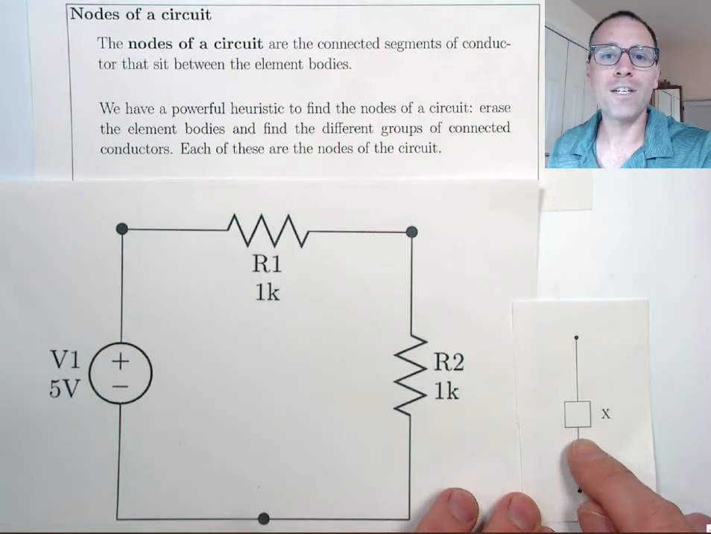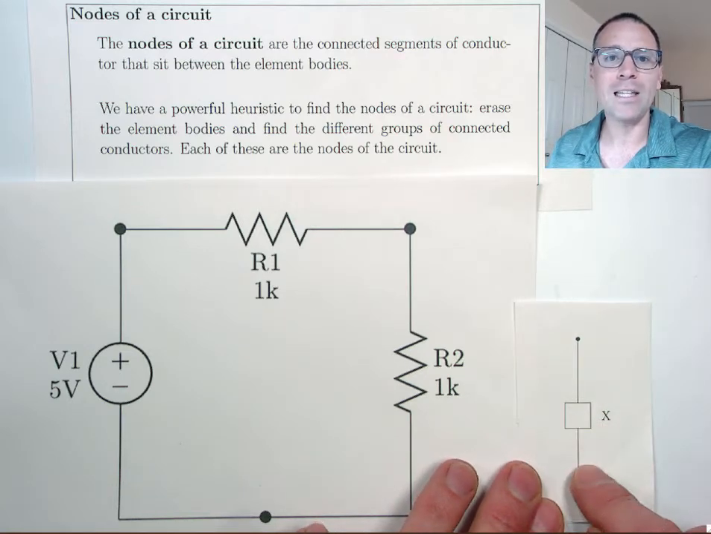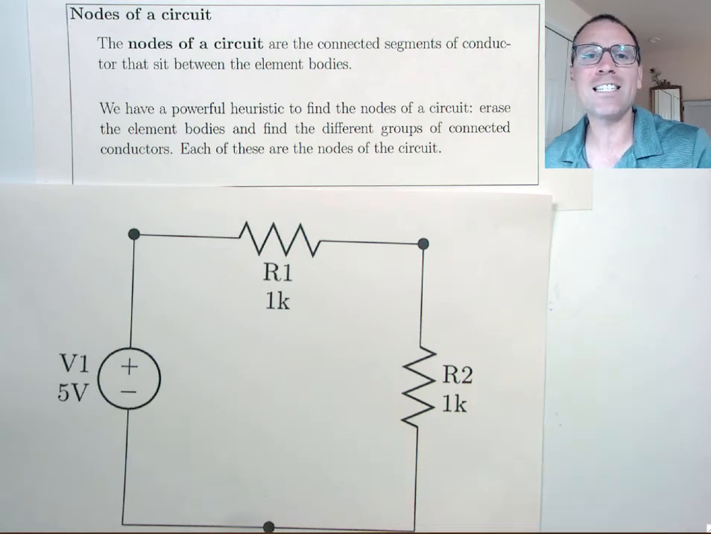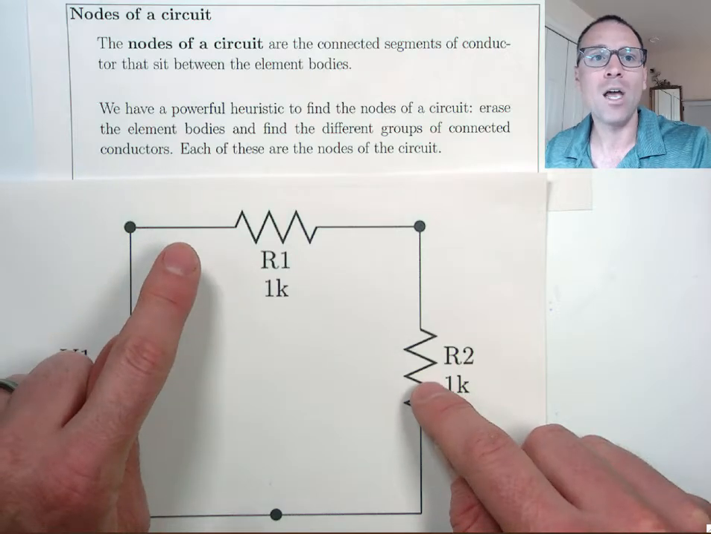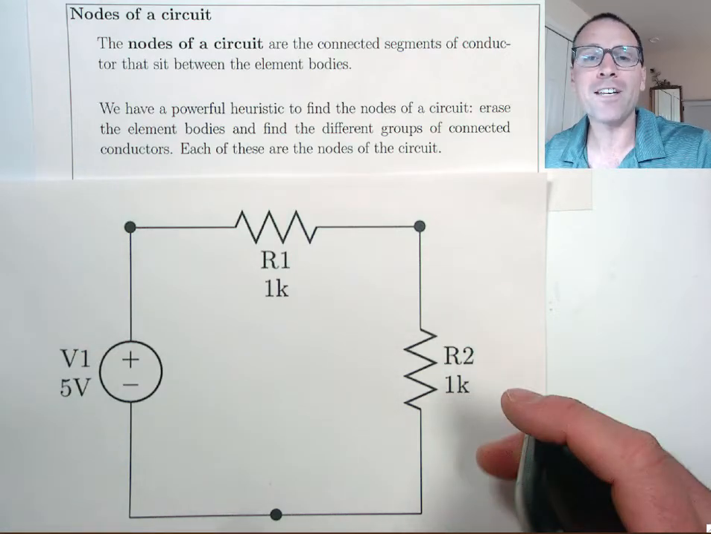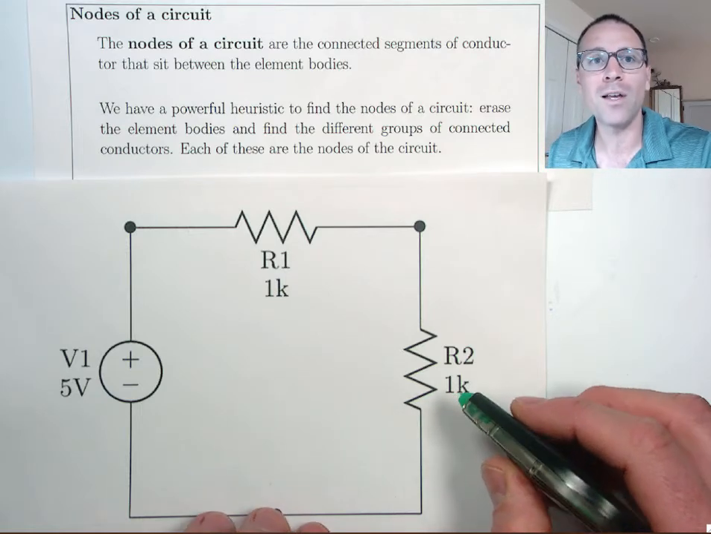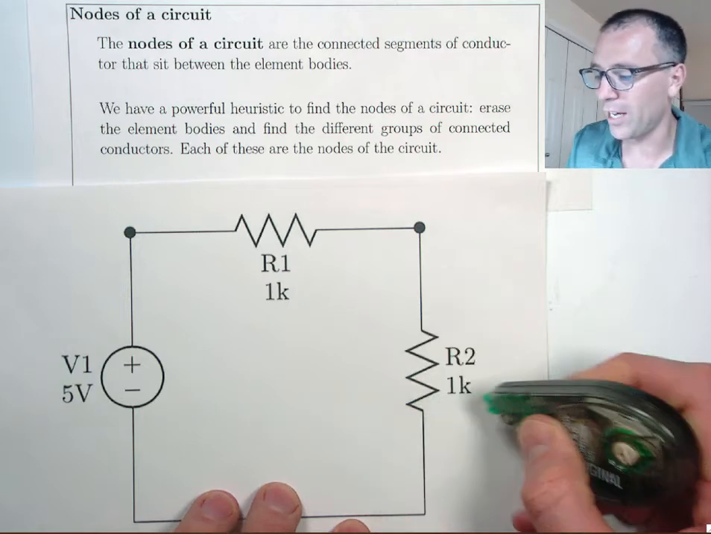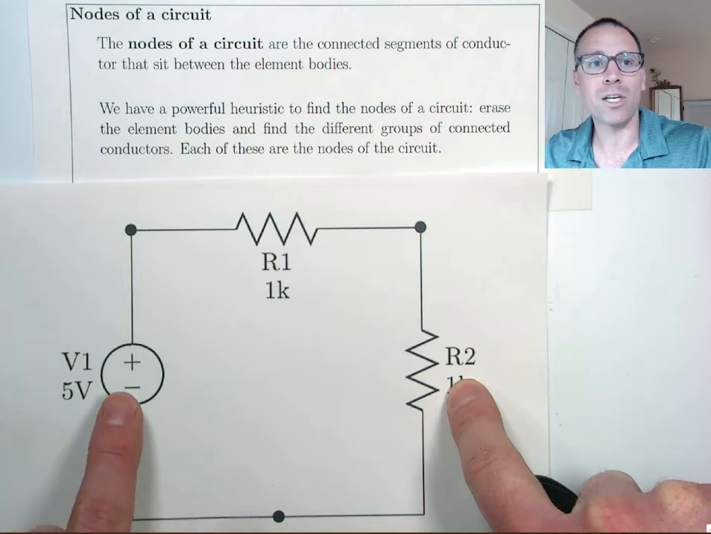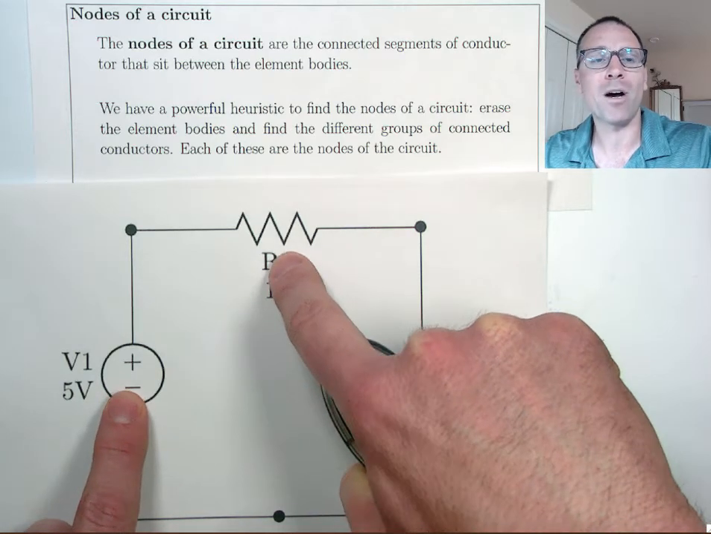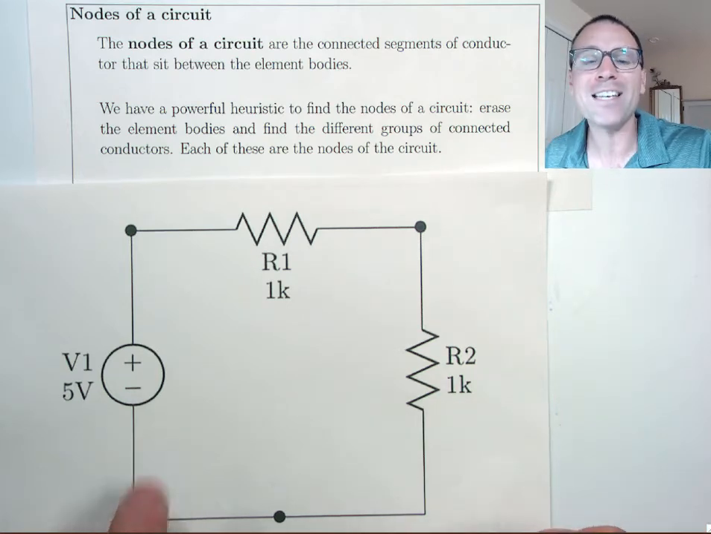Quick recall from a previous video: we said that an ideal element has a lead, body, lead. We're calling the nodes the connected segments of conductor, the connected parts of leads that sit between the bodies. We're going to define the node identification heuristic, the thing we do to find where these nodes are, as follows. If I want to know where the nodes are, I can erase or white out the bodies of each element. So here's the body of voltage source 1, here's the body of resistor 1, here's the body of resistor 2. Let's white those out and then see what's left over.